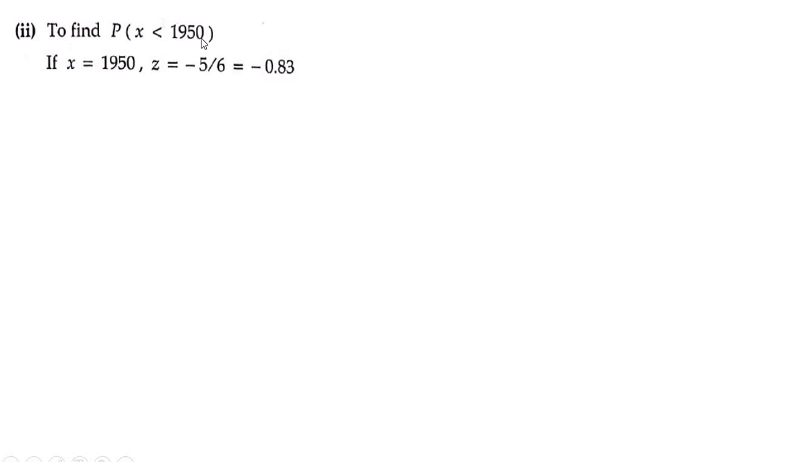P of x less than 1950 hours. So for x equal to 1950, you have to calculate the z. So 1950 minus 2000 divided by 60. That is minus 5 divided by 6, which is equal to minus 0.83. So for P of z less than minus 0.83, remember we don't have a negative value in a normal distribution table, so we have to write this in a positive way. It's a mirror image. Negative of 0.83 is also equal to P of z greater than 0.83.